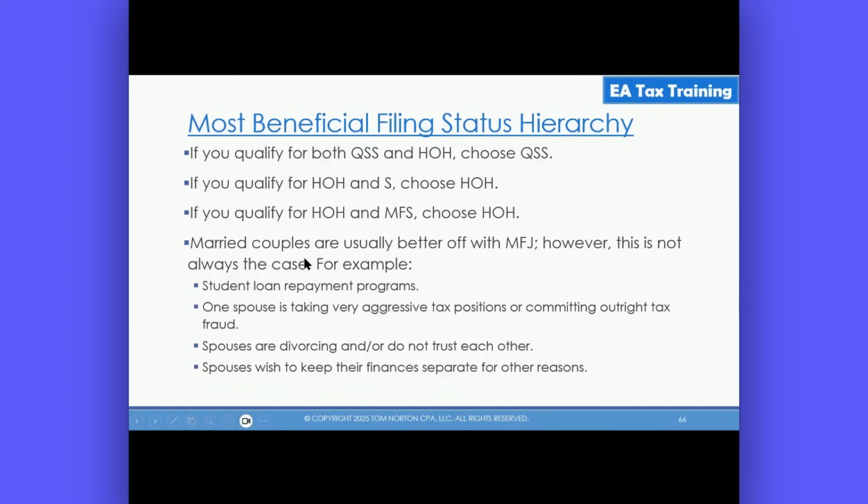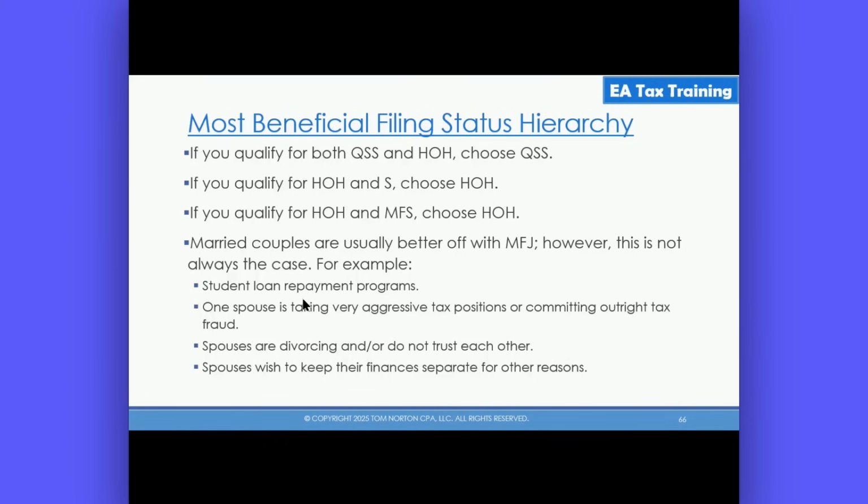As we said before, married couples are usually going to be better off from a tax standpoint with married filing jointly. However, there can be non tax reasons that people might want to file married filing separately. So, student loan repayment programs. There are some student loan programs where the government will actually pay off your student loan for you if you are in certain professions. Whether or not you get paid back is dependent partly on how much money you earn.